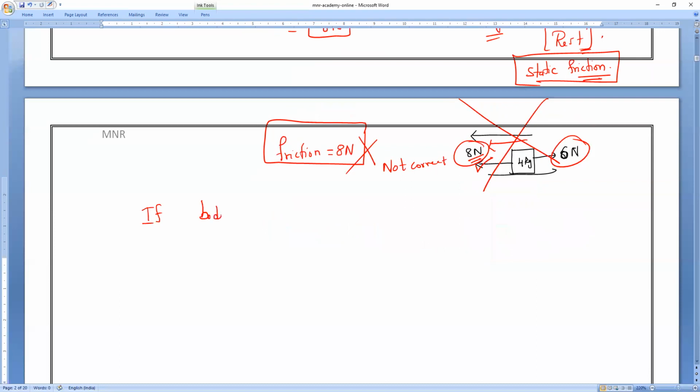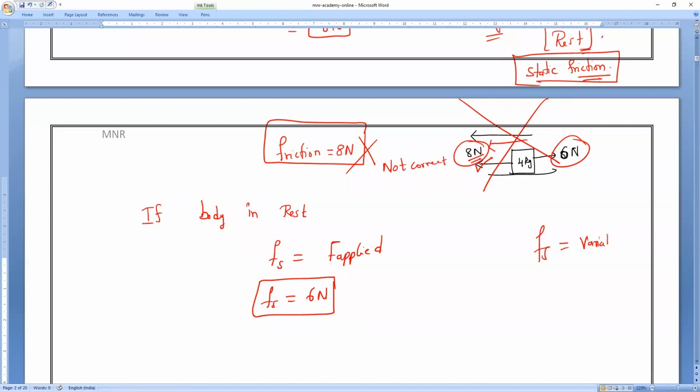Keep in mind this statement. If your body is at rest, all of you remember, the static friction is equal to F applied. Then what is the static friction value? Can anybody tell me? 6 newtons. That is why I said static friction is a variable, not a constant. Understanding? For example, if the applied force is 7 newtons, then what is the static friction, Mr. Pradosh? Static friction is also 7 newtons.